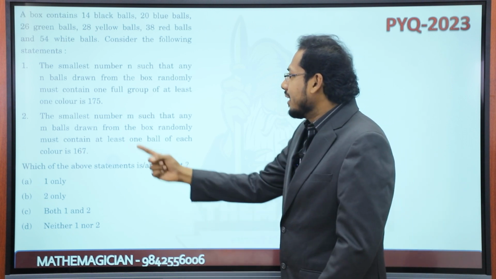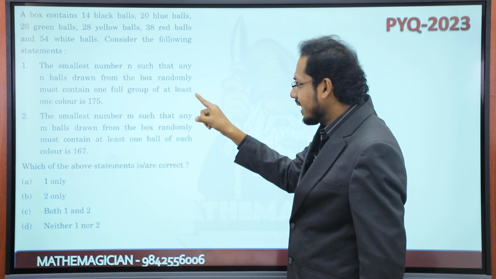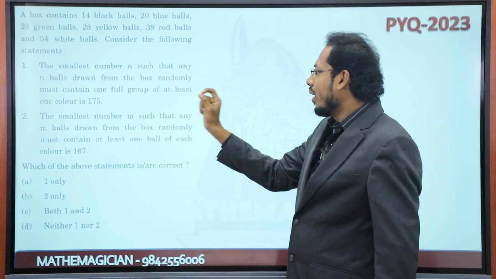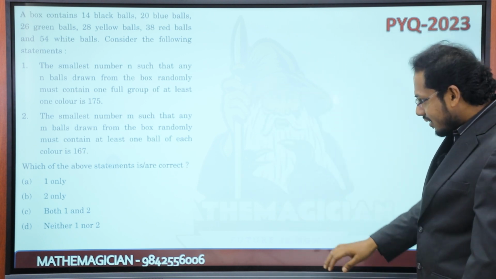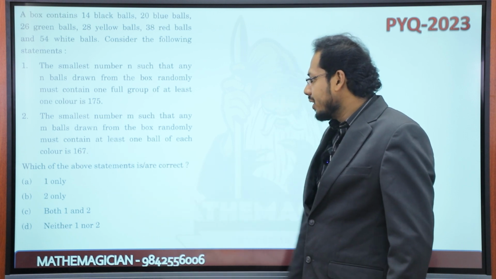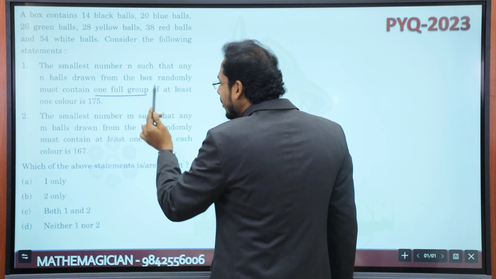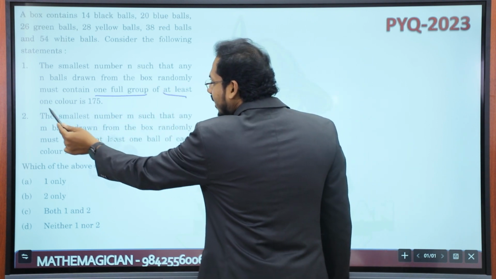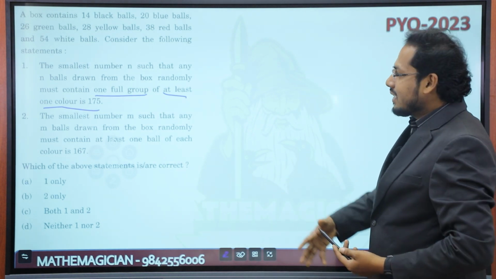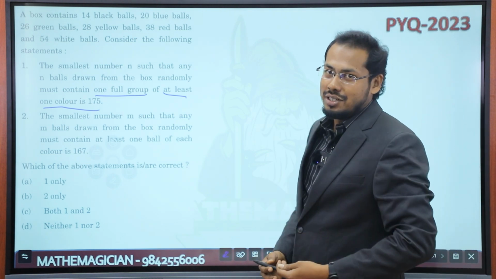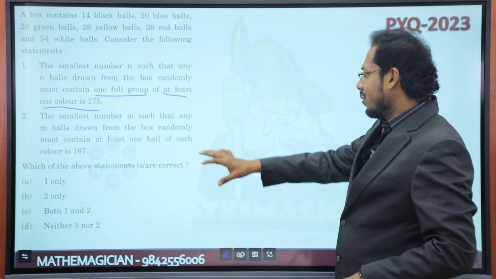Let's see the statement. The smallest number n such that any n balls drawn from the box randomly must contain one full group of at least one color is 175. Don't get confused with this question, because you need to understand that they are talking about one full group of at least one color. You can check this wording again and again. These kinds of probability, permutation and combination, at least and at most questions, we always check with the worst case.